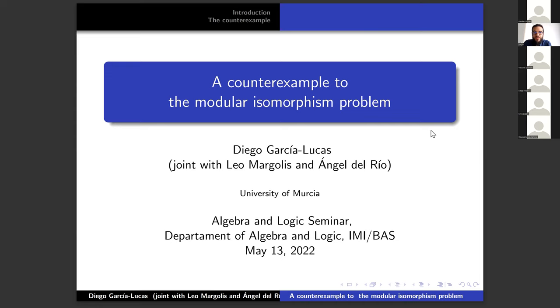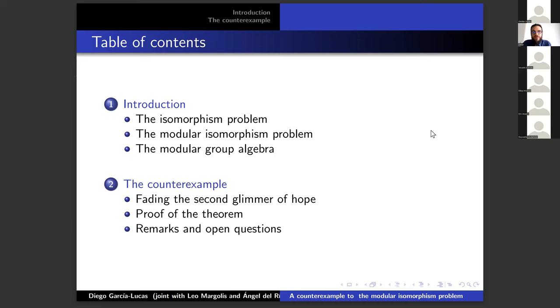The talk will be structured in two main parts. In the first one, I will present the modular isomorphism problem as a concrete case of the more general isomorphism problem for group rings. Then I'll give a list of results for which the modular isomorphism problem is known true. And then I'll give some idea of how the group algebra of a finite group over a field of characteristic p looks, which is the main object involved in the statement of this problem.